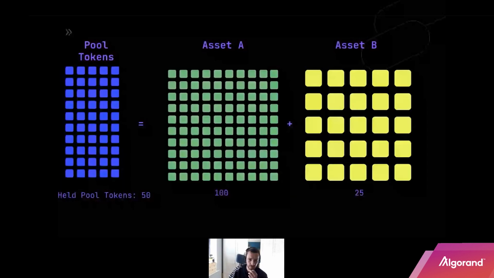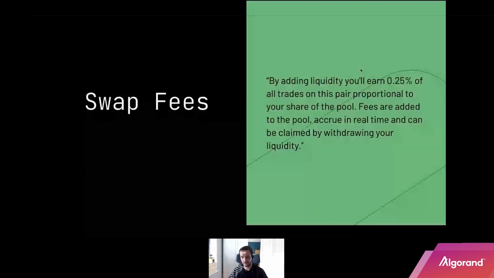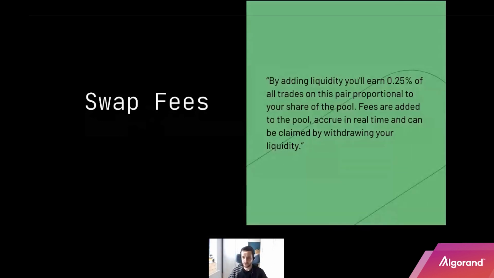And so the pooler can remove the liquidity from the pool at any time by burning some or all of their pool tokens. So if they were to burn 5 of their pool tokens, then they can retrieve 20 of their asset A and 5 of their asset B. Or they could hold them. They could keep them in the pool, because by keeping them in the pool, they get some reward. So they earn 0.25% of all trades that happen on the pool.